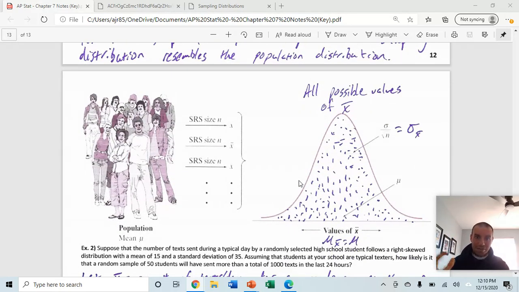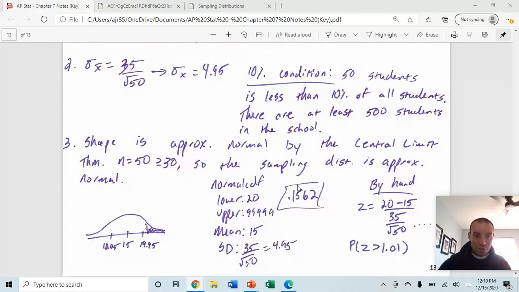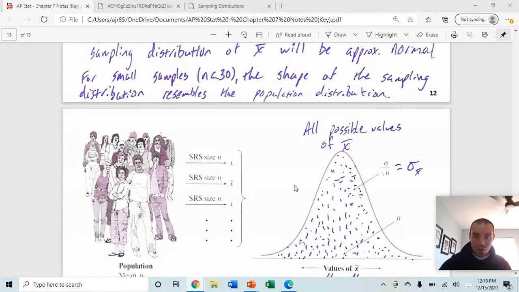So just to reiterate, what is the sampling distribution? It's a graph of every single possible value of all of my X bars. It's a graph of all your little individual X bars, in this case because we're talking about means. So mu sub X bar is equal to mu. Sigma sub X bar is equal to the population standard deviation over the square root of n.